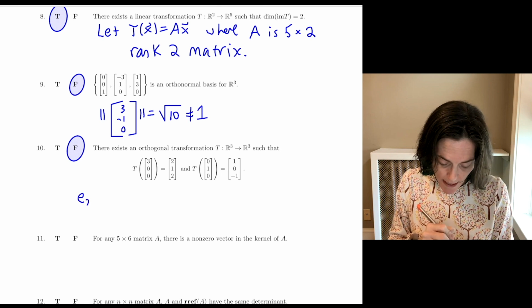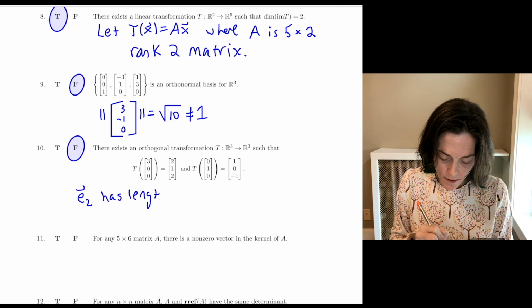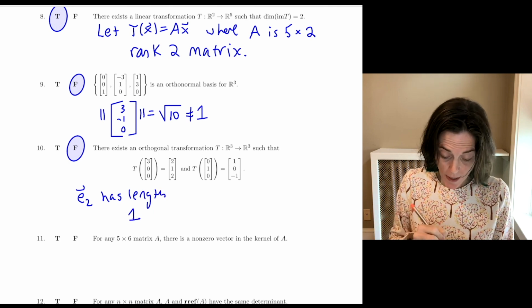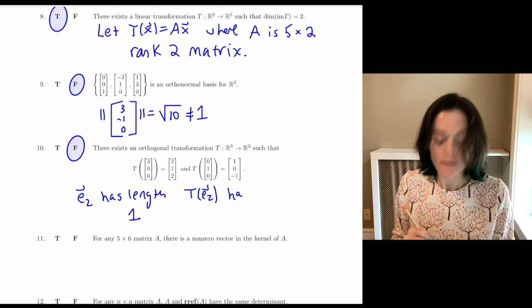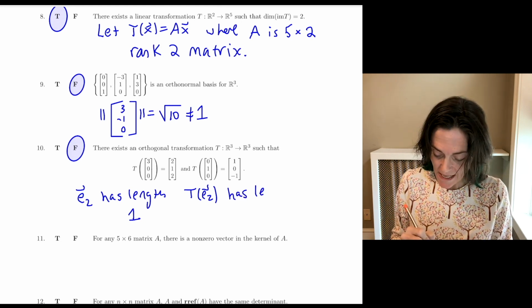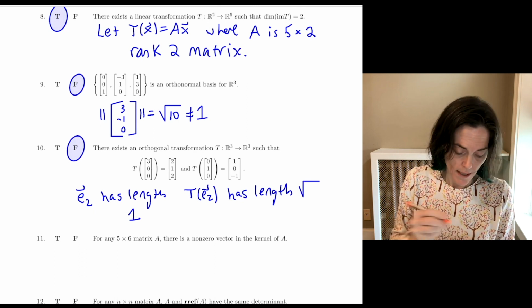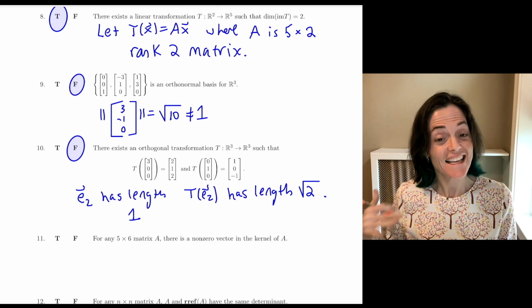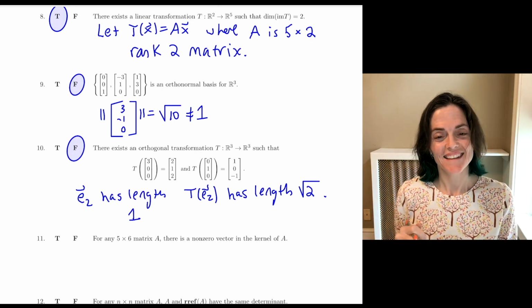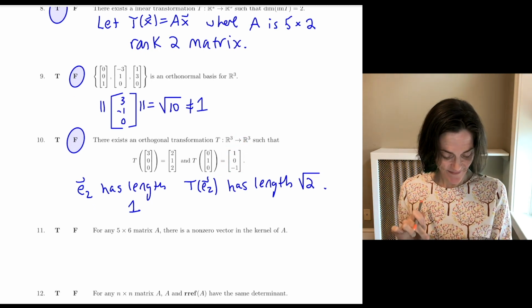I'll write it this way. E2 has length 1, but T of E2 has length, well, we can see the length of what this vector is. It's the square root of 2. And so there is no length preserving transformation that maps E2 to this vector.